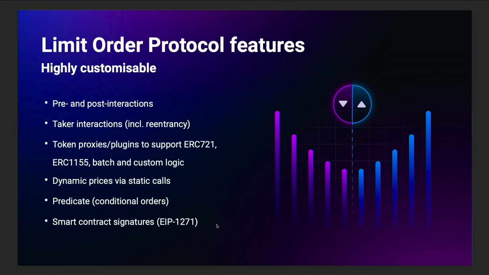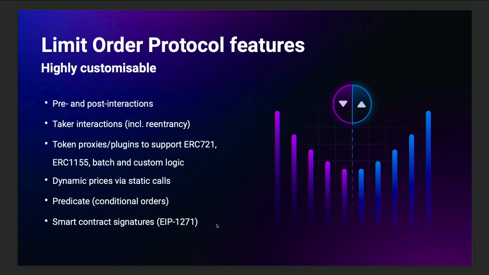The next feature is dynamic prices. Your order does not have to specify an exact price. You could write any arbitrary smart contract and provide a static view method, and when the order is filled, the prices for this order will be extracted from this method. Using this method, you can, for example, make a Dutch auction, or use prices from oracles. You can make a stop loss order or any other thing. I have a separate slide for this.